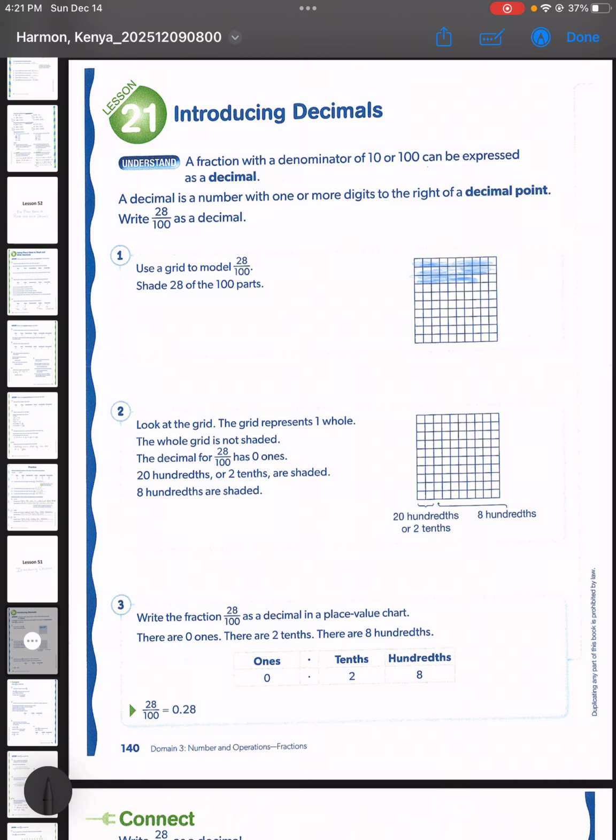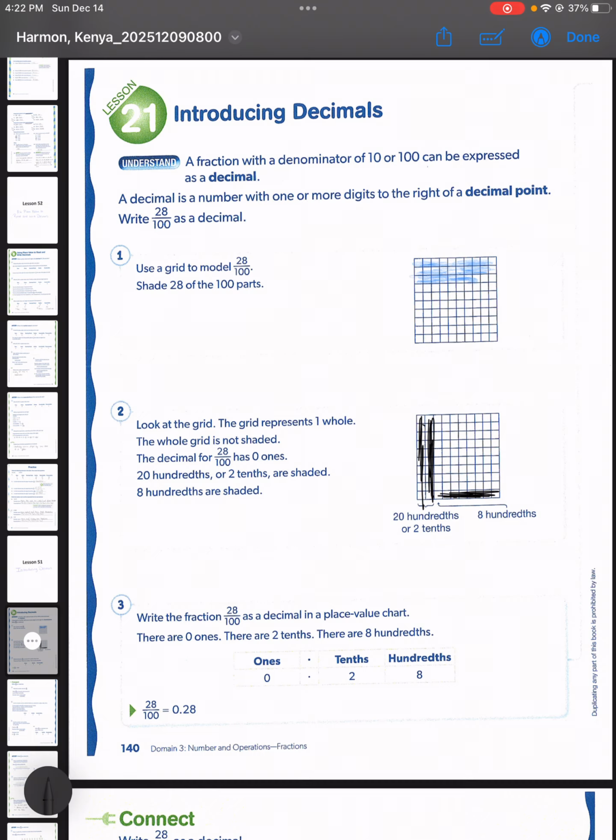So I've shaded in, you can ask kids to shade it in 28 hundredths. There's two ways. I can shade in 2 rows of 10 and 1 row of 8, or I can shade in 2 columns of 10 and 1 row of eighths. Both are the same. When I look at my shading, I see that I have shaded 2 tenths or 20 hundredths, and I have shaded 8 hundredths.